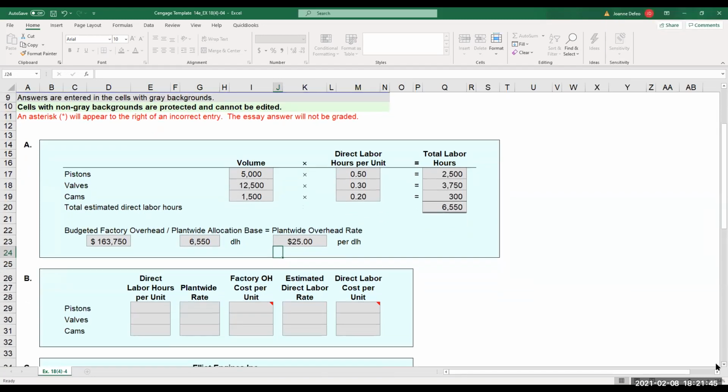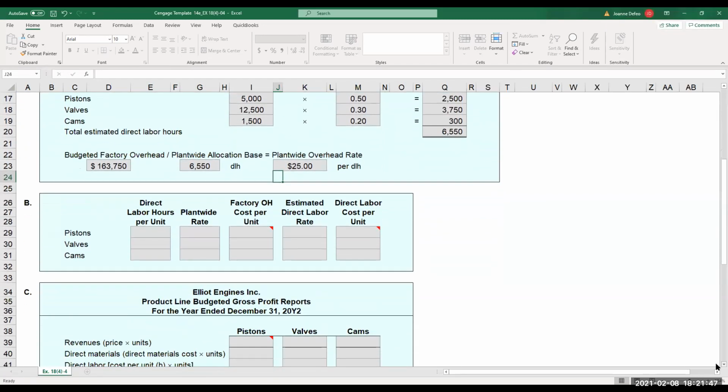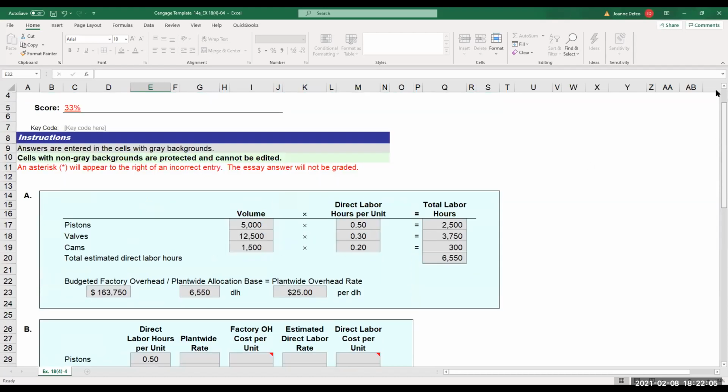So now, here we go. We keep going. So we know the direct labor hours. We're just going to put those in. It's the same that was up here. 0.50, 0.30. Let's make believe I make a mistake. There's that red star. Okay, I see a red star. It's 0.20. So let's look at the grade. The grade is getting bigger.